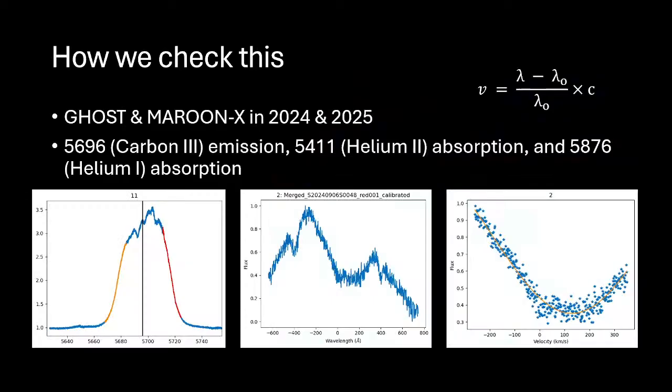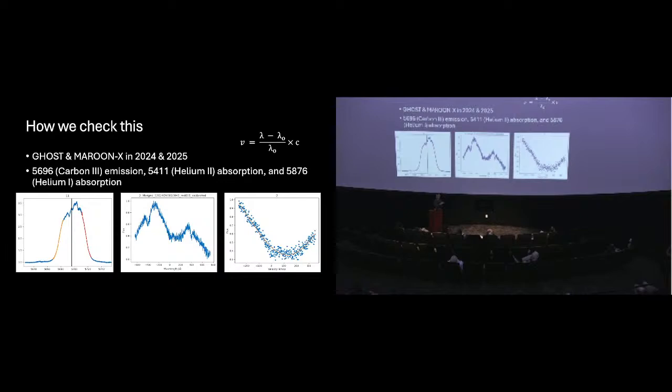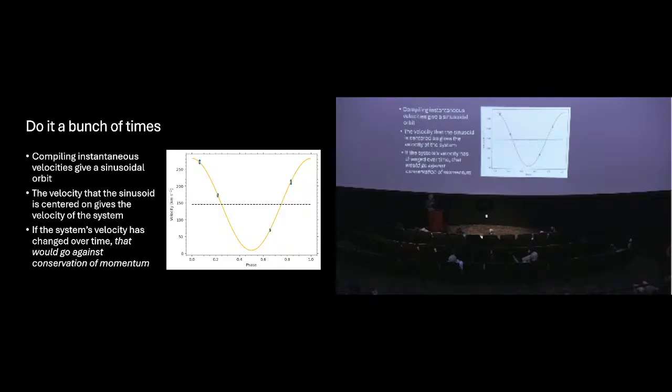Well, how do we find this out? I have a couple years' worth of data from GHOST and MAROON-X, and it's spectral data. I'm able to look at the spectral lines and say, based off of where this emission or absorption line is centered, the star is going at this instantaneous velocity at this time. And we can find that out through red shifting and blue shifting, aka the Doppler shift equation. And so I have a lot of data points, a lot of velocities compiled based off of several spectral lines. And then we compile them to create a nice sinusoid graph.